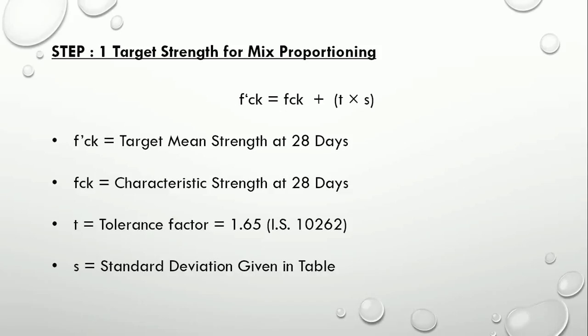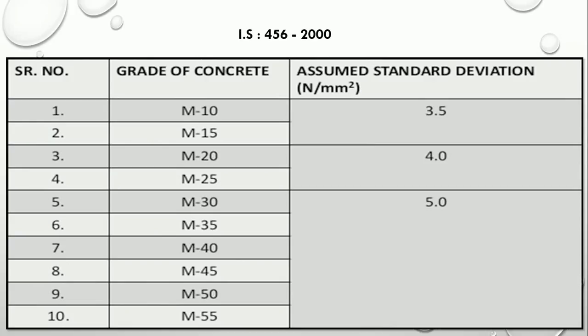So in this formula, F'ck stands for target mean strength at 28 days that we want to achieve. fck means characteristic strength at 28 days. t means tolerance factor, which is given in Indian Standard 10262, and that is 1.65. The remaining s means standard deviation, given in the table as you see now.